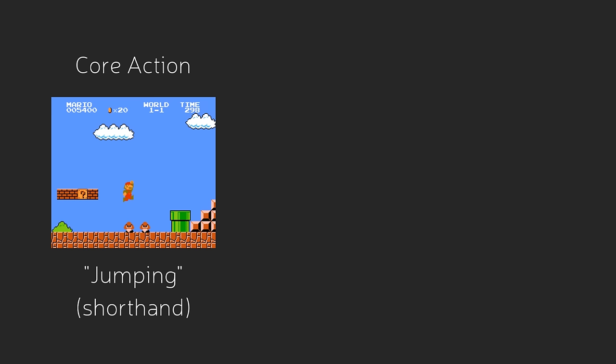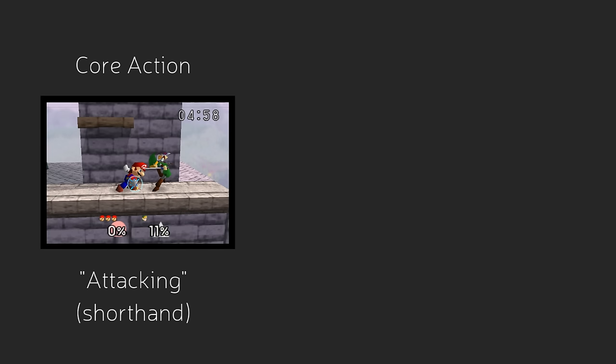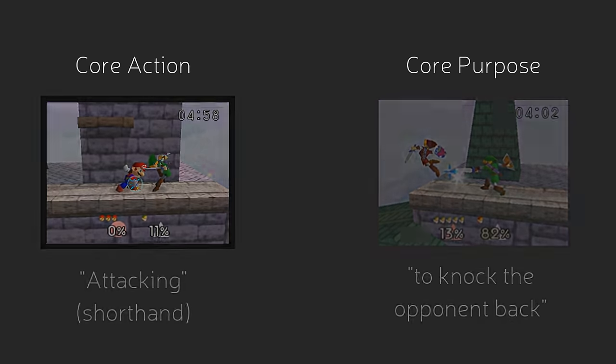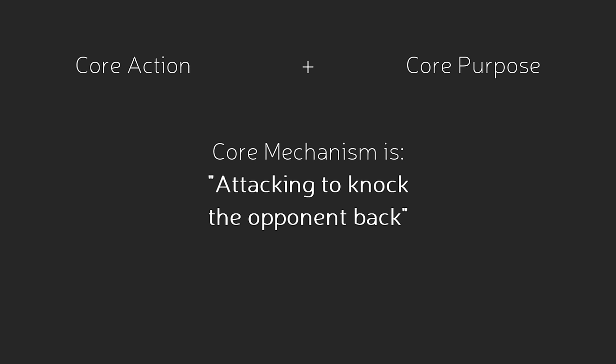A core action, which is the primary thing that you do in the game. In a platformer, it'd likely be jumping. In Super Smash Bros., it's attacking. The other part of the core mechanism is the core purpose. This is the reason that you do the core action. While the goal describes an end condition, the core purpose describes what you hope to accomplish with the core action, moment to moment or turn to turn. In Super Smash Bros., this core purpose would be knocking the opponent back. So when you combine the core action with the core purpose, you get attacking to knock the opponent back.